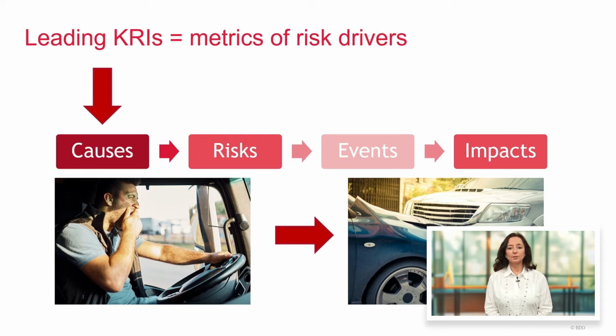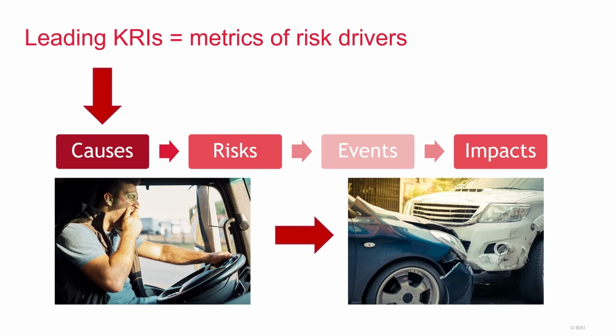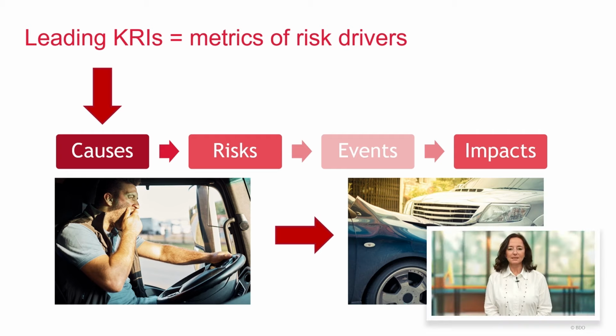Leading KRIs are metrics of risk drivers. In other words, they are proxy of causes. Now, in these obvious examples, you have a tired driver elevating the risks of collisions and then eventually an impact with damaged cars. Now, what is the proxy of tiredness? Well, it's a bit inaccurate. You can have continuous driving times. That's usually working or in applications for taxi drivers or bus drivers. You have more exact proxies for alcohol intake with the alcohol test, or even more precise proxies with speed with the speedometer.